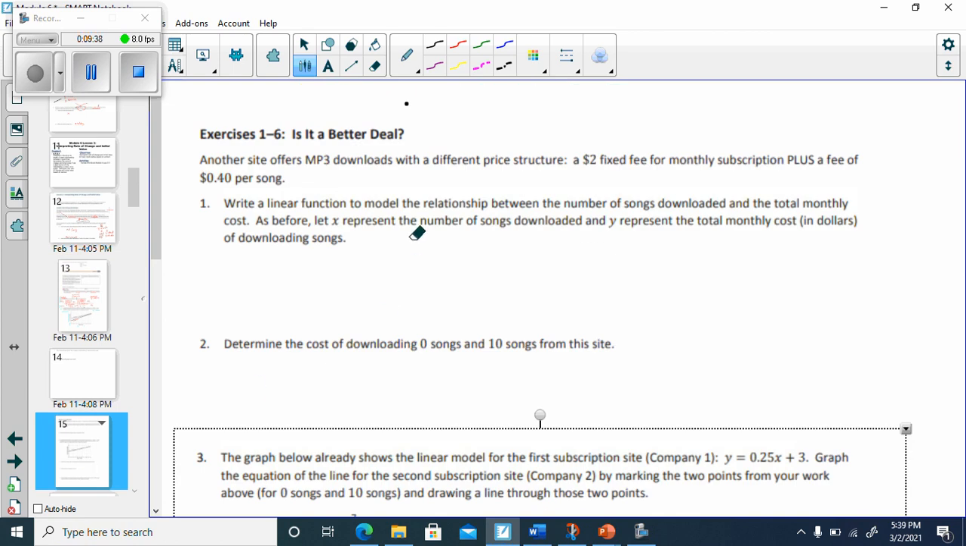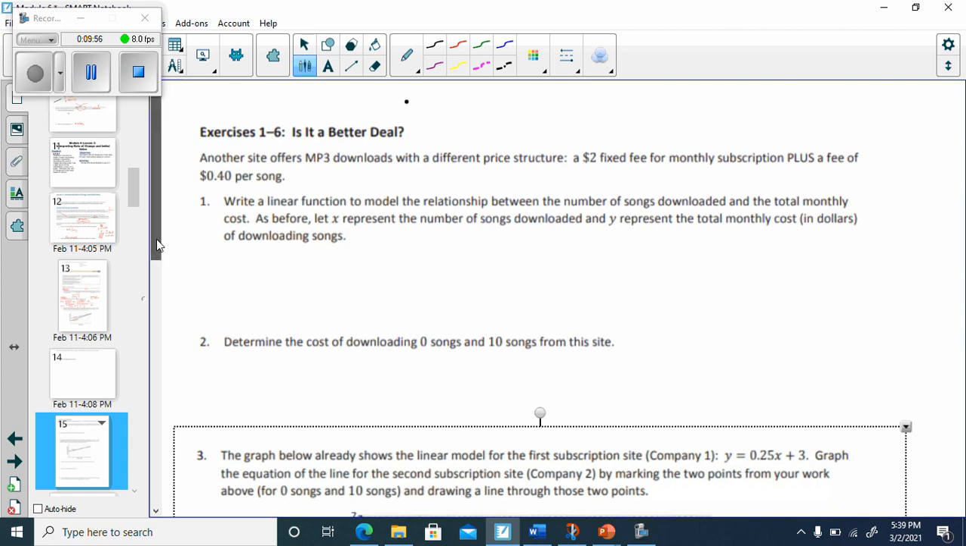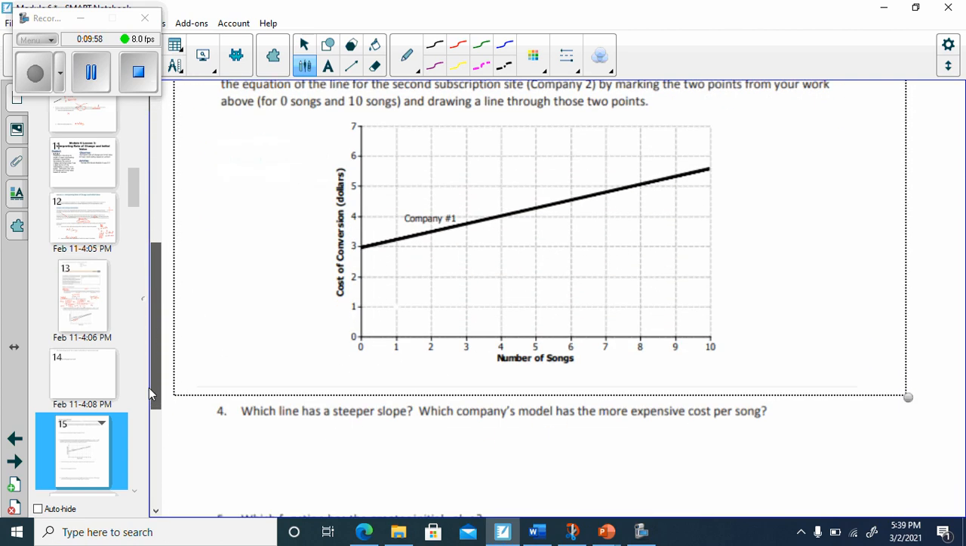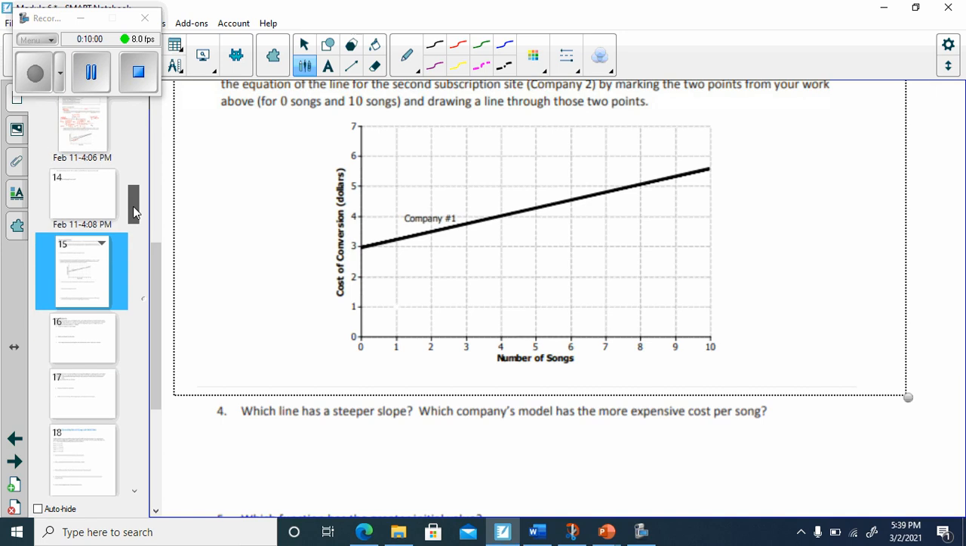Let's look at the next page on this, I think it is. This is all in lesson 2. Exercise 1 through 6. Is it a better deal? Another site offers MP3 downloads with different price structure. A $2 fixed fee. Okay, no, we've already done this one. We just did that. Sorry. Hold on.